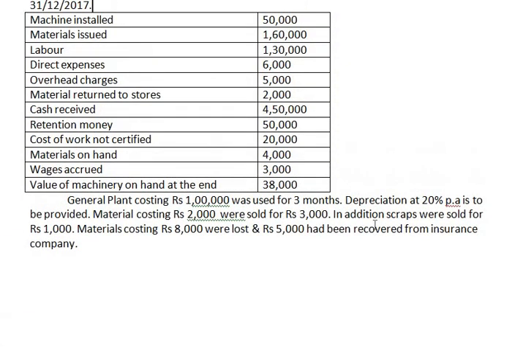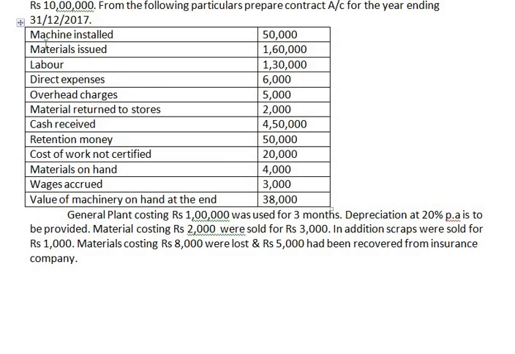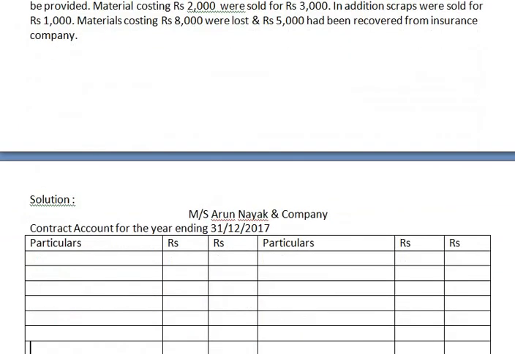Go through the problem. Now here they have given machine installed 50,000. This has to be taken on the debit side of the contract account. So, to machine installed, amount is 50,000. Directly take it to the outer column because there is no adjustment for this.